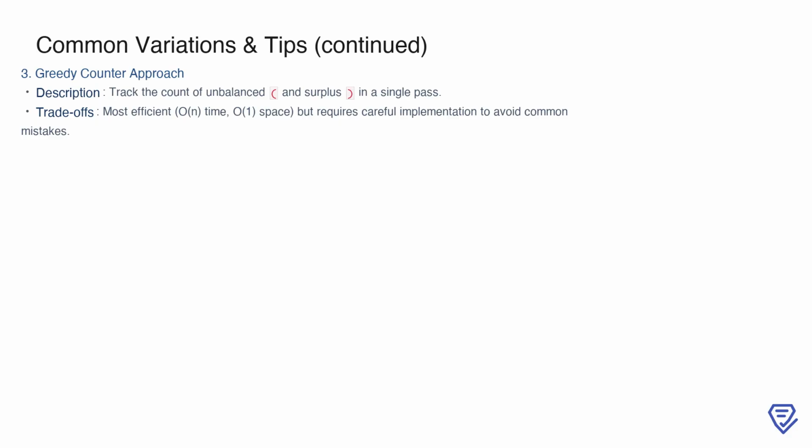However, implementing the greedy approach requires attention to detail. It's essential to carefully manage your counters to avoid common mistakes, like forgetting to account for the need for two closing parentheses per opening parenthesis or mishandling consecutive closing parentheses. With proper implementation, this method not only ensures correctness but also demonstrates your ability to write efficient, scalable code.